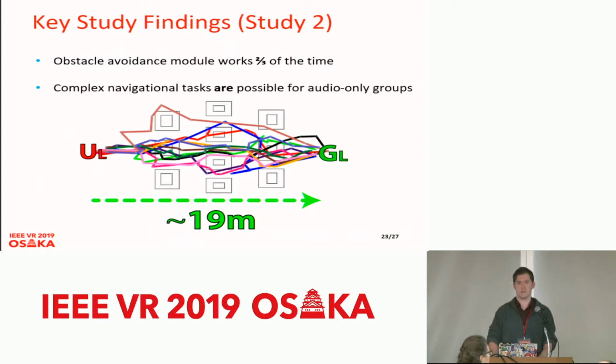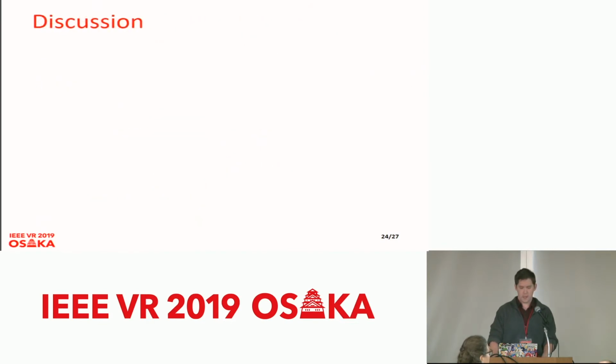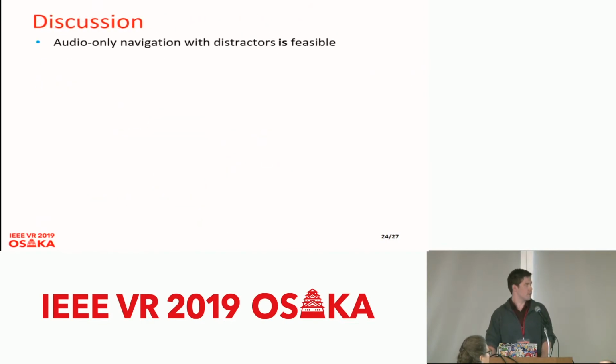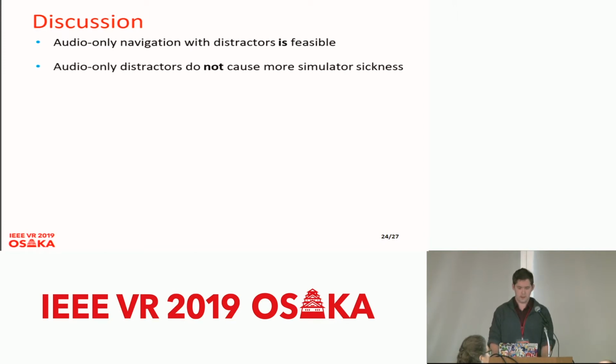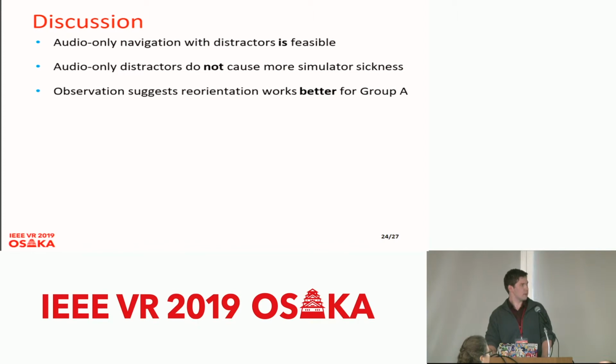So to discuss these results, we conclude that audio-only navigation with distractors is in fact feasible. The audio-only distractors do not cause any more simulator sickness than visual distractors. Through observation, we believe that reorientation would work better for audio-only groups. The reason we say this is because we noticed that the blind users like to plant their feet, choose a target, and walk straight there without rotating their head.